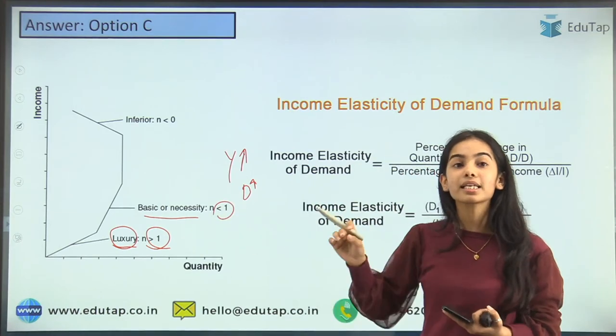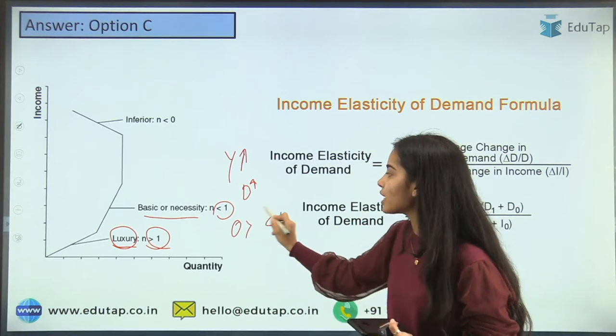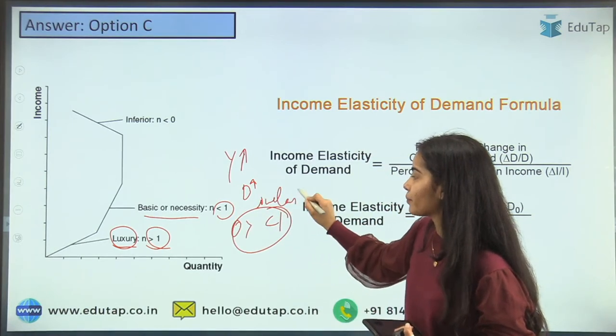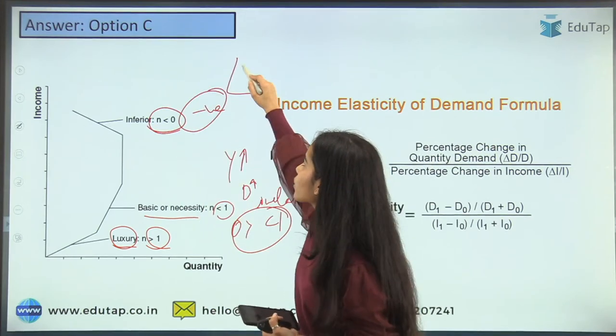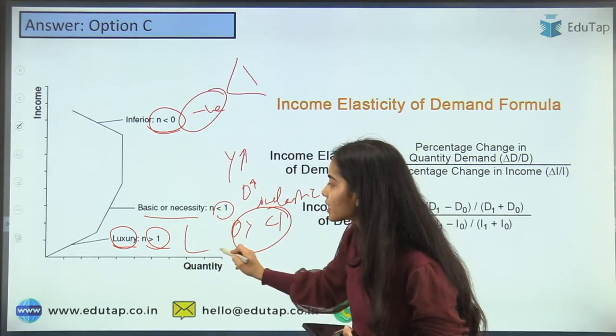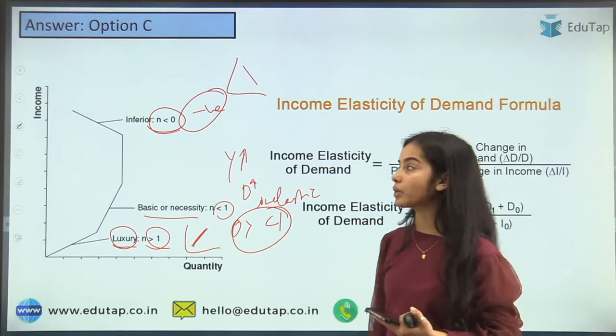So the elasticity is less than 1. Okay, it is greater than 0, but less than 1. So it is inelastic, you can say. So inferior good, it is negative. Inferior good, it is negative, that is downward sloping. Otherwise, here and here, it is upward sloping, that when income increases, the demand also increases.